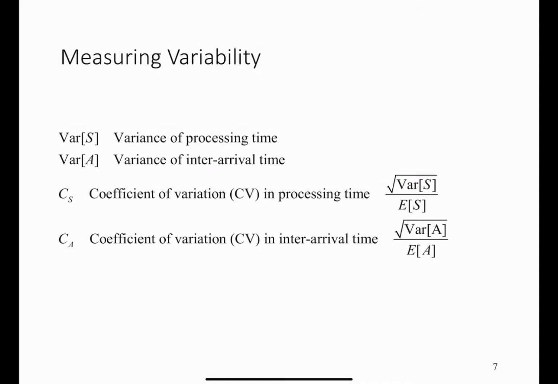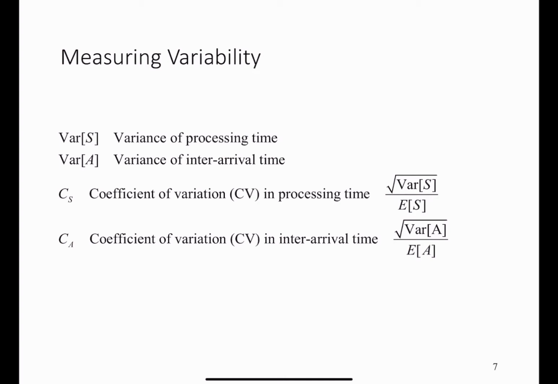Next, let's talk about variability in the manufacturing process, and particularly the arrival variability and the service variability. Usually, when we are trying to compare variabilities, one thing we can do is to calculate the variance. So we call VARS the variance of the processing time and VRA the variance of the inter-arrival time.